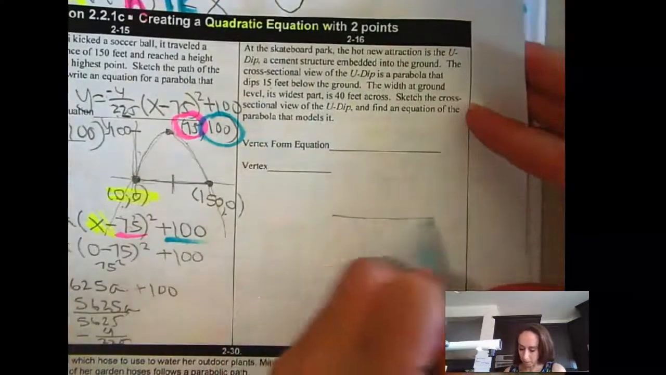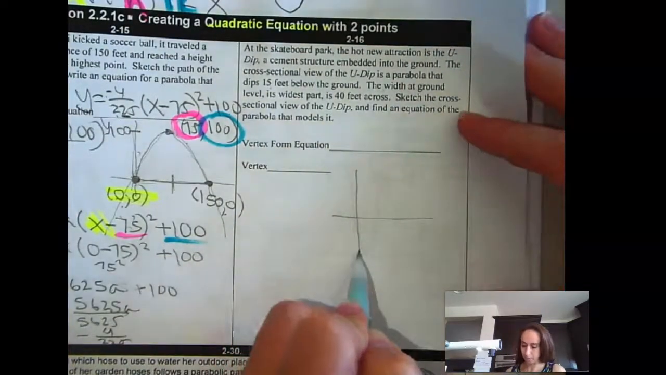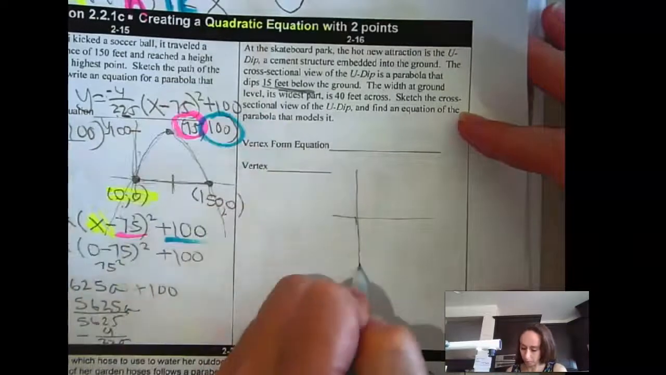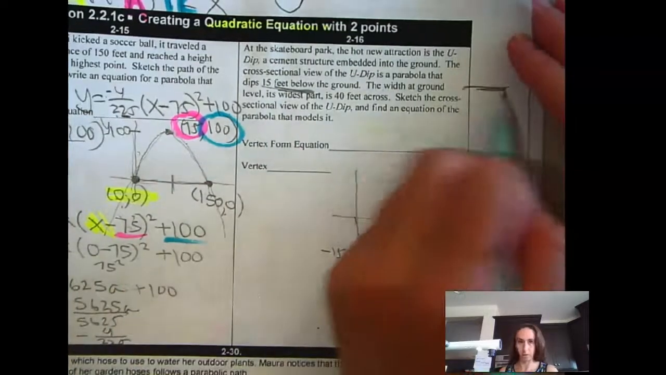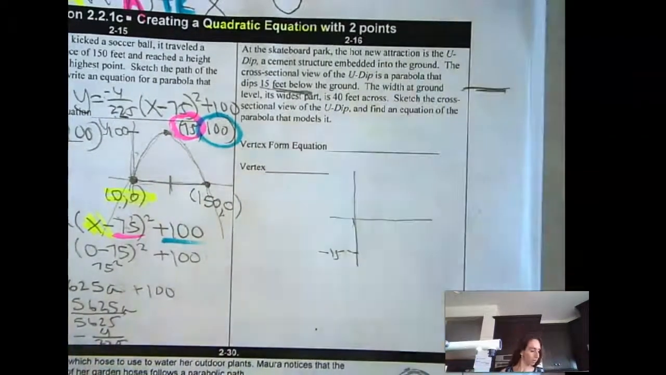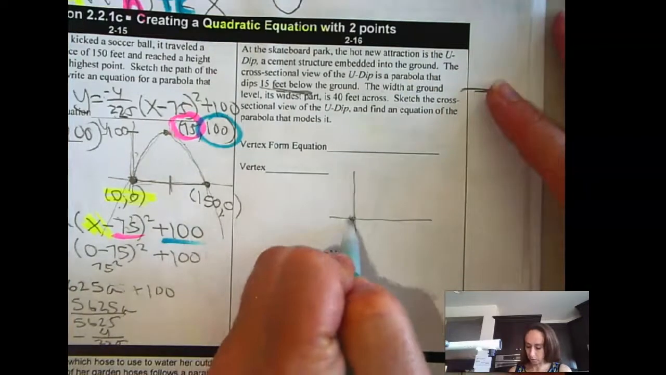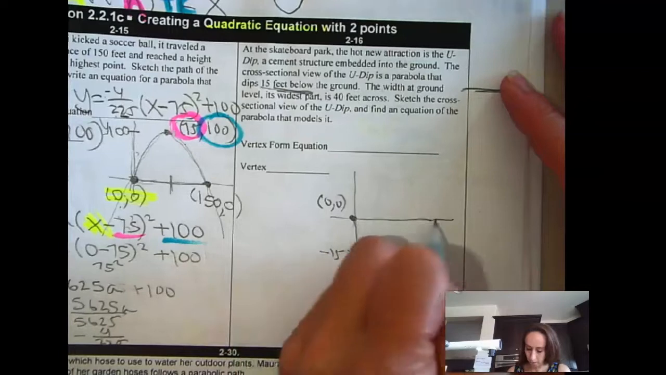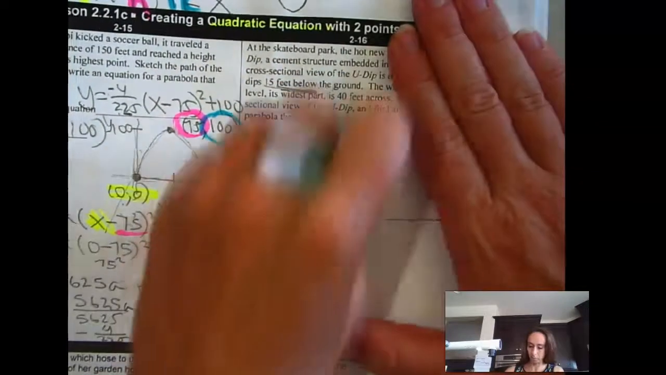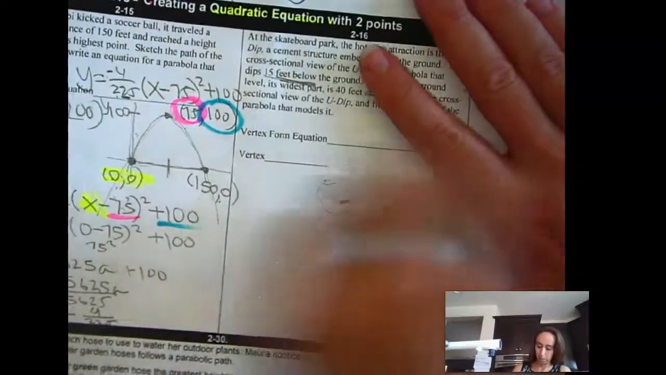Okay, so if I have something like this, and it dips 15 feet below the ground, so now it's at negative 15. The width, meaning this way, is 40 feet. So that means that it starts here at 0, 0, and it goes all the way to 40. Oops, I'm taking up too much space. Let me not take up as much space here.